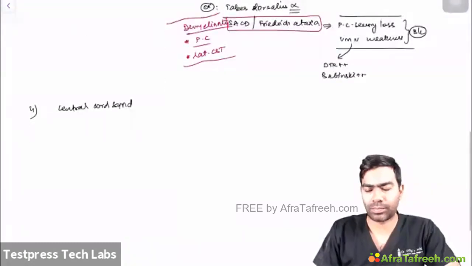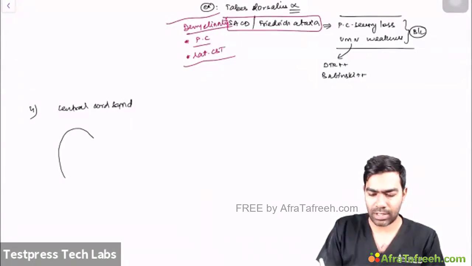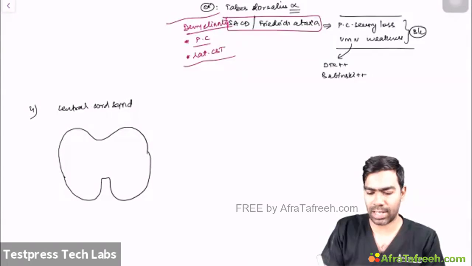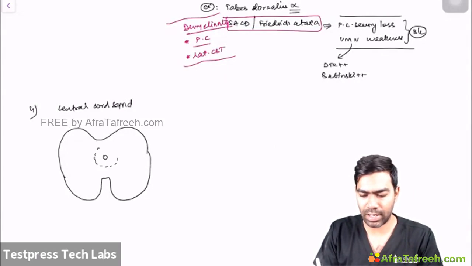Central cord syndrome. How will be the central cord syndrome? So in the central cord syndrome, the central canal is the problem, and we can assume that there is some pathology that is happening around the central canal, or the central canal is basically expanding.